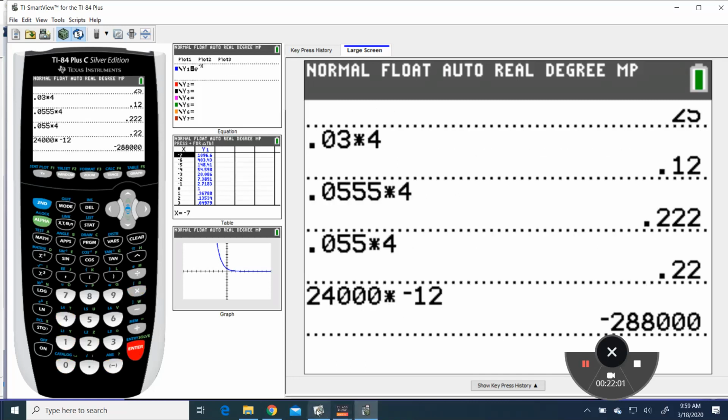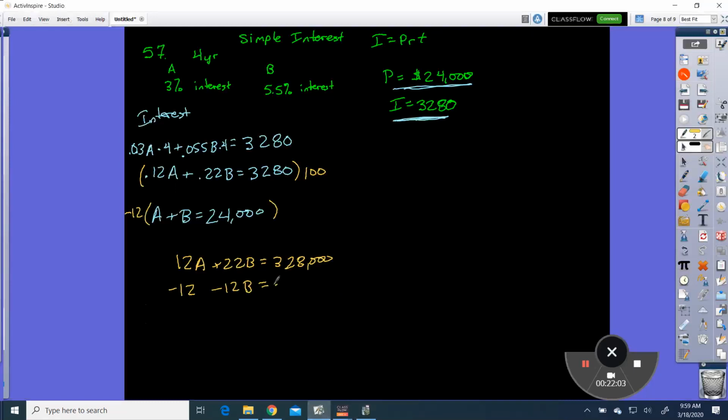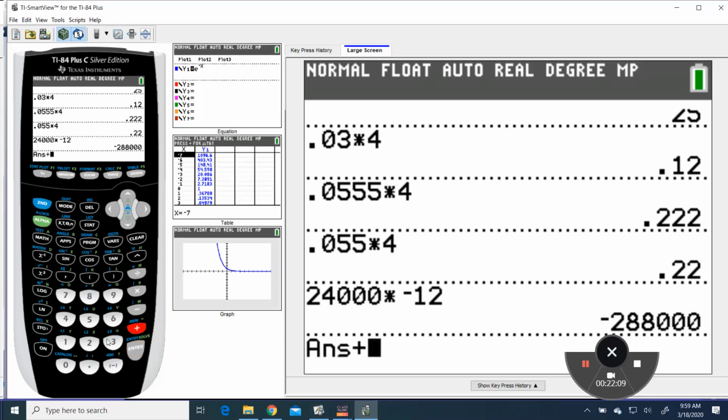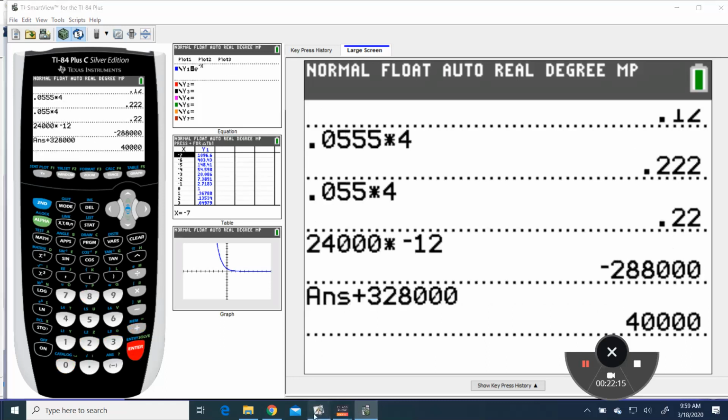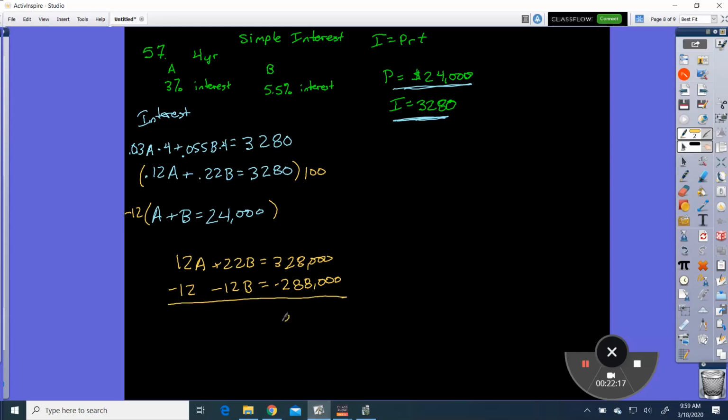So that's negative 288,000. So negative 288,000 plus 328,000, 40,000. So when I combine these, this is going to be 40,000 on this side. So that's the 328,000 minus 288,000. 12A, those go away. 22 minus 12 is 10B.